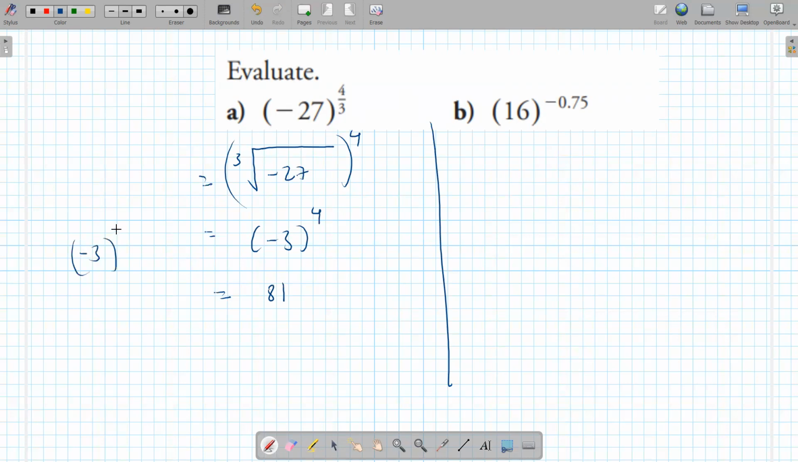The way I was looking at it is this. Negative 3 to the power of 4 is negative 3 squared, negative 3 squared. Both of them are 9s, and then that will give you 81.